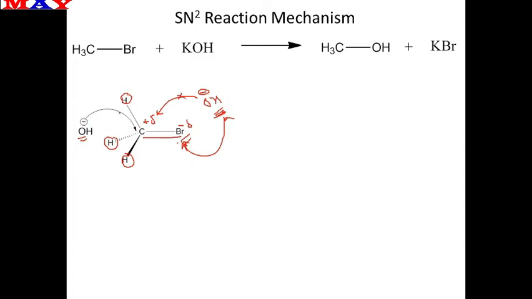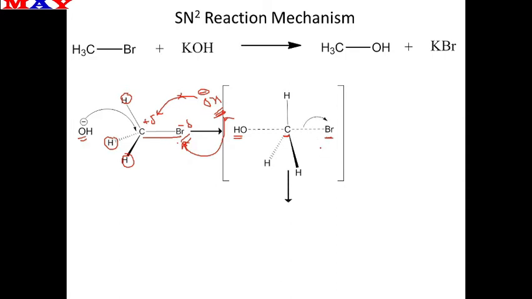As the electron density is transferred toward this carbon, we show that there is a bond generation between OH and C. At the same time, the bond between carbon and bromine will start breaking down. So we show an intermediate where OH is half bonded to carbon and the bond between carbon and bromine is half broken. Finally, the complete bond formation takes place. Bromine leaves the system and we get this product. This is known as SN2 reaction mechanism.